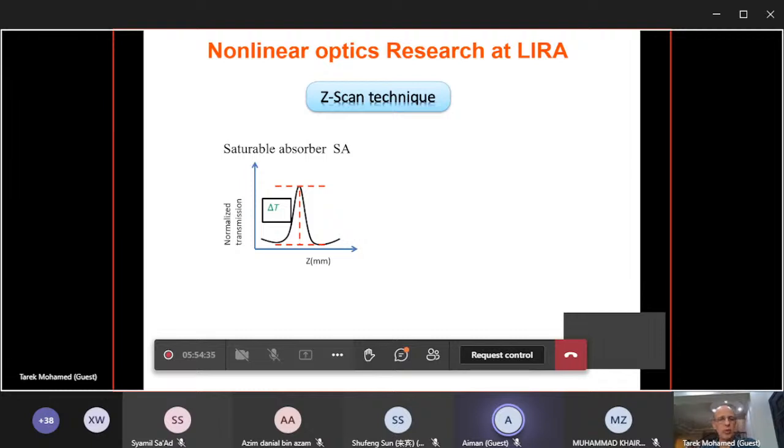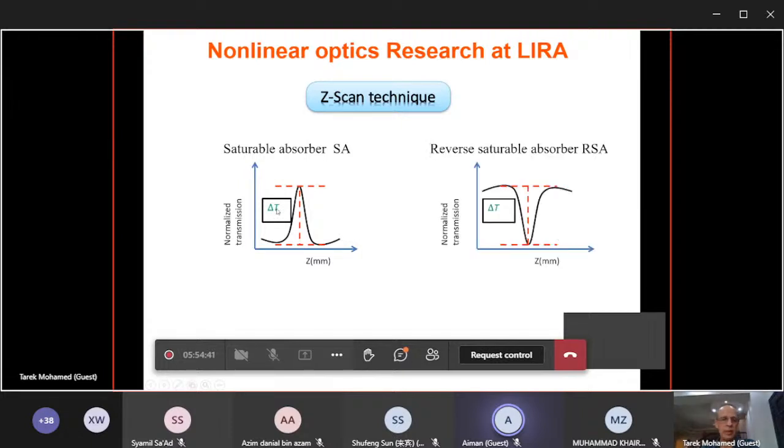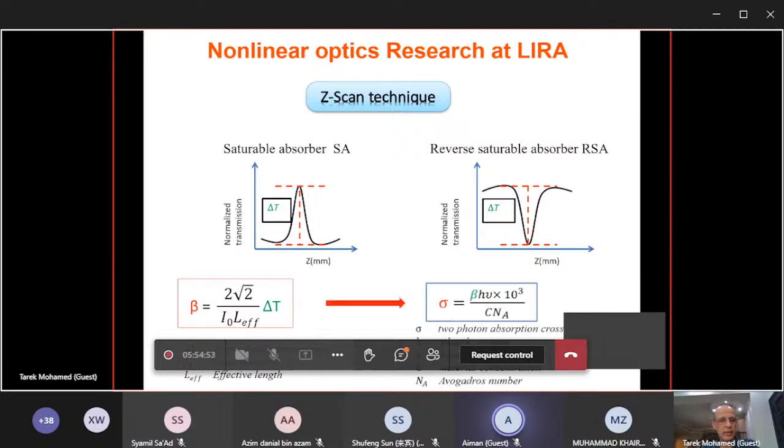How do we get the nonlinear absorption coefficient? We have this transmission curve, and we get delta T from it, the difference between the base and the peak, or the difference between the base and the valley. And beta can be obtained from this simple equation. From beta we can also get the absorption cross-section, two-photon or three-photon absorption cross-section, depending on the material.